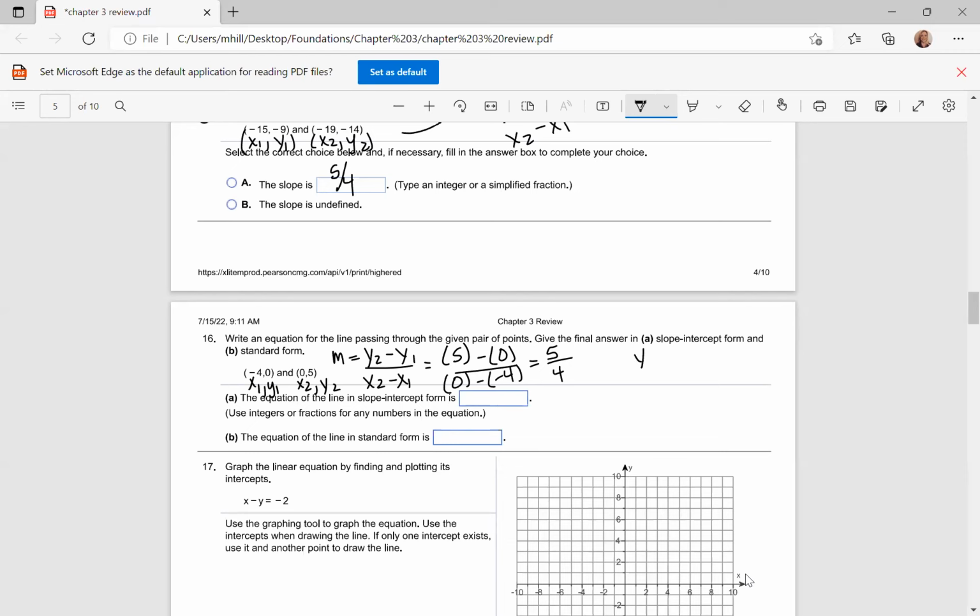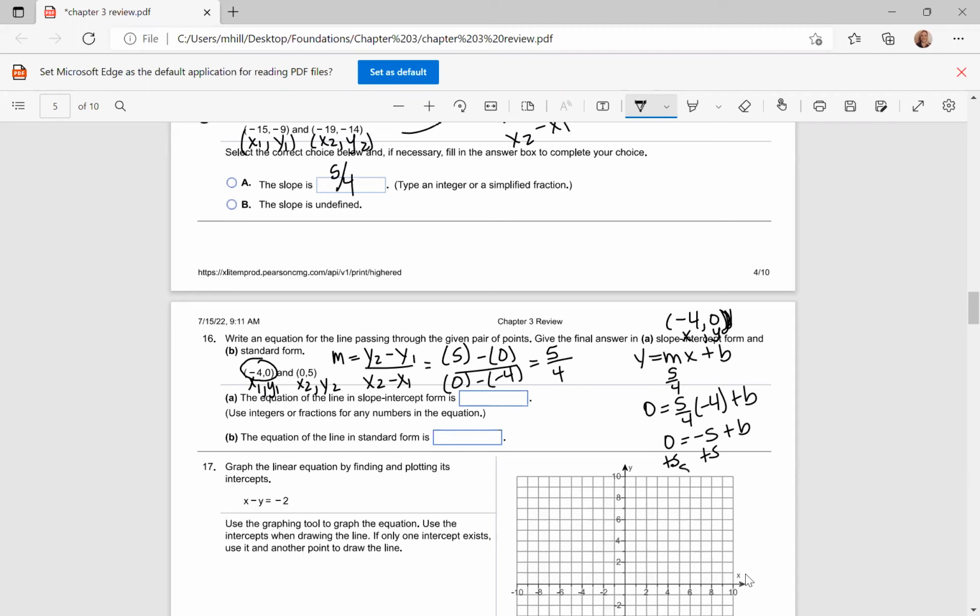I like to use this method. It says it wants it in slope-intercept form, so if I can just find b, I can put it in that form. I know that m is 5/4. I'm just going to use one of my points here. So I'm going to use the point -4, 0, and plug that in, this would be my x, and this is my y. So I'm going to say 0 is equal to 5/4 times -4 plus b. So 0 is equal to, 5/4 times -4 is going to end up being -5, plus b.